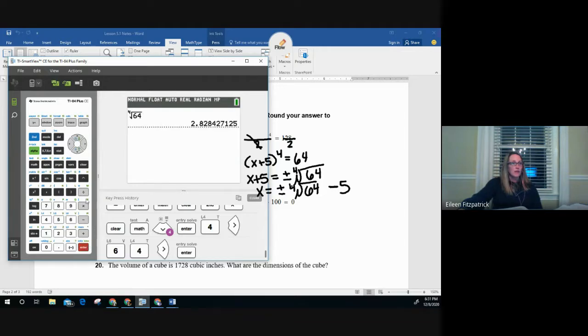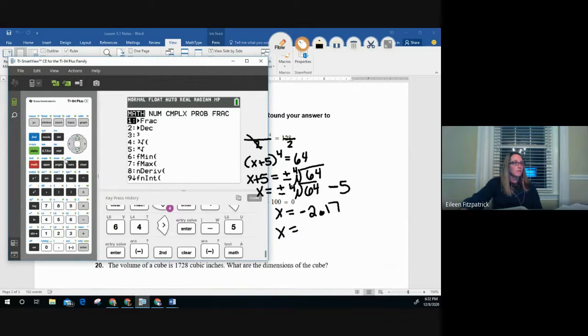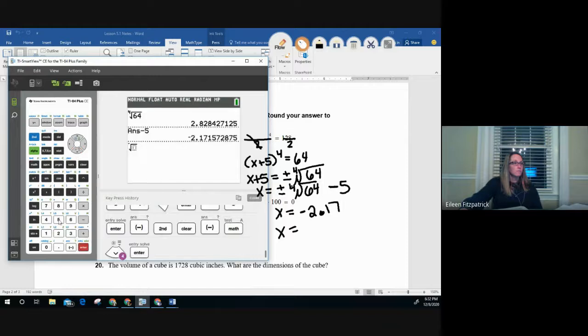And then I'm going to subtract 5 away. So one of my answers, rounding to 2 decimal places, is that x is equal to negative 2.17. And then I have another answer, because I'm also going to have negative fourth root. Sorry, guys, let's do this.